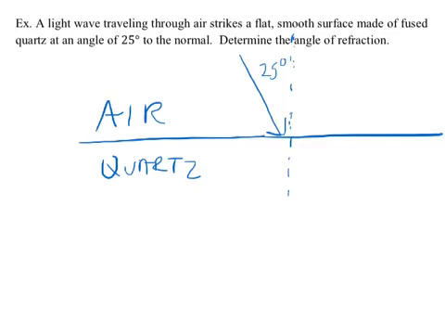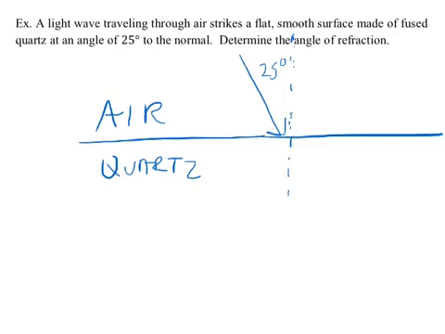It's coming through air. It hits the surface at an angle of 25 degrees to the normal. Remember, the normal is vertical. And it's quartz that it's passing into. Now, we have to know two things first. Remember from yesterday what I said about air. We can assume air is like a vacuum. We can make that assumption.